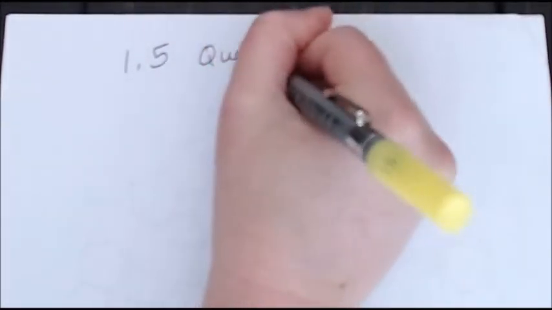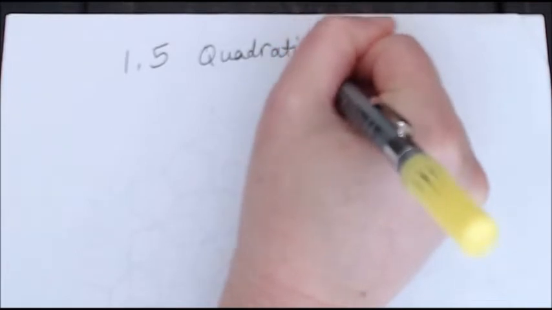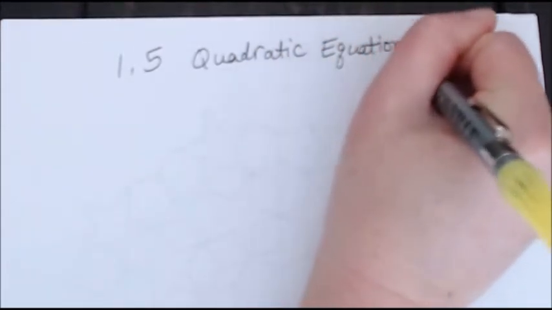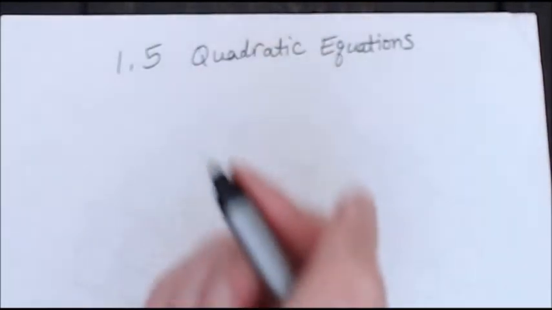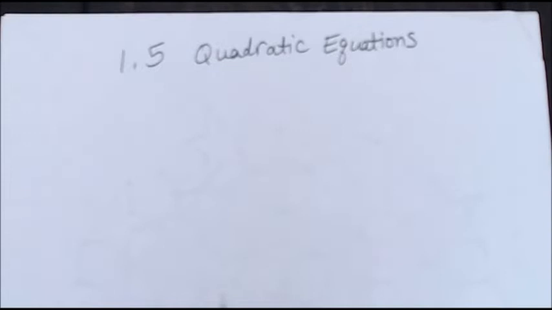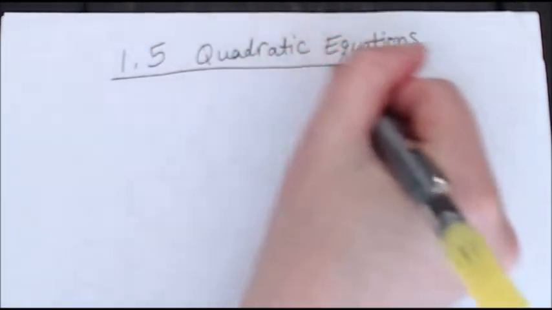Okay, the next section we're going to look at is section 1.5, which is on solving quadratic equations. I said earlier in the course that the whole first chapter is about solving lots of different types of equations. And so the first type we want to get comfortable with is a quadratic equation. So first of all, what is a quadratic equation?